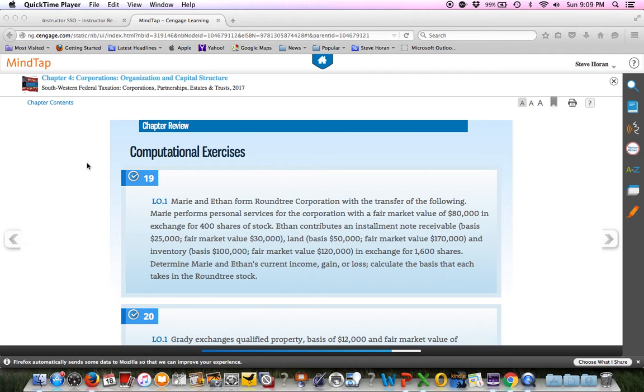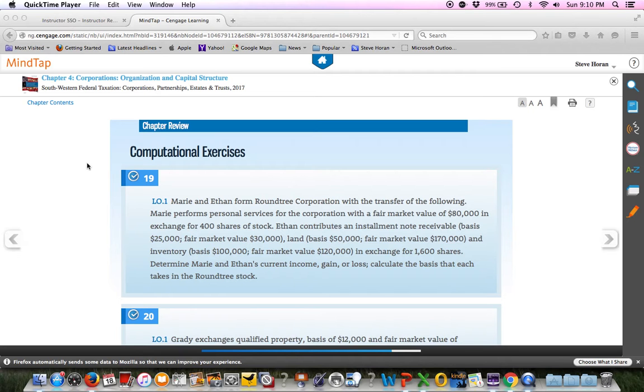So Marie and Ethan form Roundtree Corporation with a transfer of the following. Marie performs personal services, fair market value of $80,000, in exchange for 400 shares of stock. Ethan contributes an installment note receivable, with a basis of 25 and fair market value of 30, land with a basis of 50 and fair market value of 170, and inventory with a basis of 100 and fair market value of 120, in exchange for 1,600 shares, so a total of 2,000 shares between the two of them.